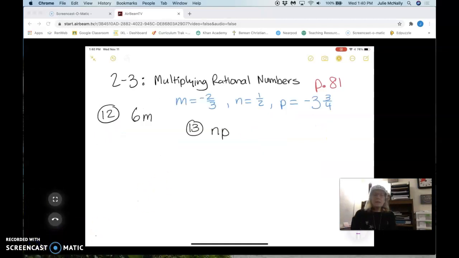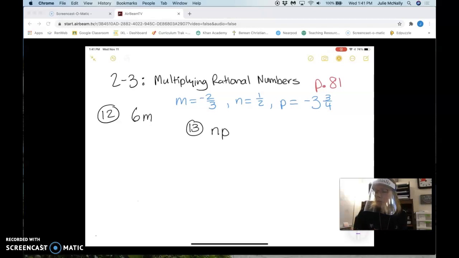So I lied, actually. I made a mistake. Last section was not the last section. This one is actually the last section. So in this section, the directions give us some values for m, n, and p. M is negative 2/3, n is 1/2, and p is negative 3 3/4. And then it gives us some problems and says evaluate the expressions. So when it says evaluate, that means we have to solve something.